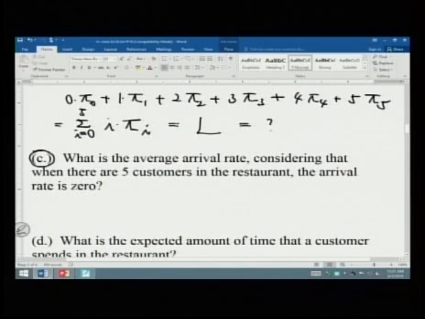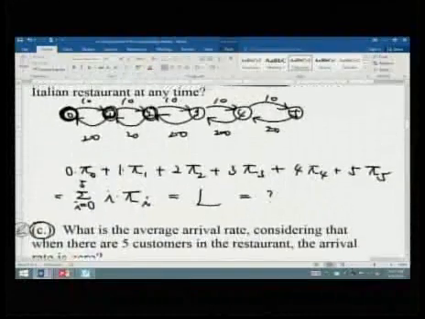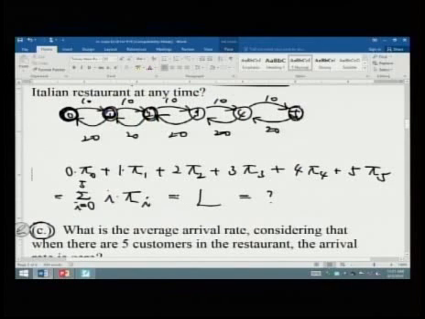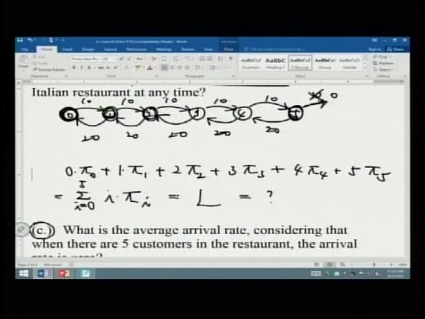So what is the average arrival rate? Considering that when there are 5 customers in the restaurant, the arrival rate is 0. Of course, that is true. When there are 5 customers, the restaurant is full. So the arrival rate is not 10, it's going to be 0, right? Because whoever intended to come originally is going to move to the next restaurant, the pizza restaurant. So the arrival rate, when there are 5 customers, should be 0, okay?